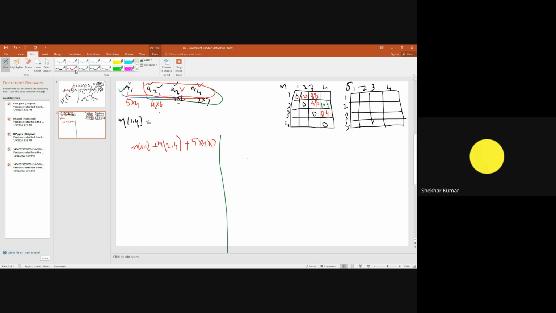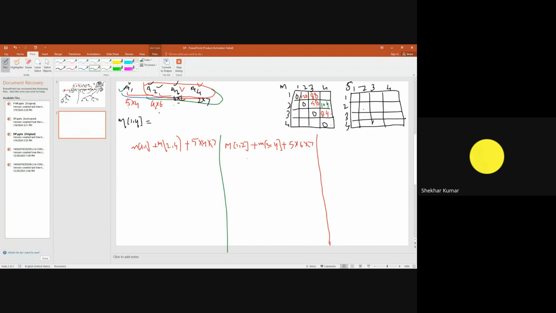Or in the second, I am multiplying at first the first two matrices, M of 1 and 2, then I am multiplying these two matrices, M of 3 and 4, and the overall cost of calculating all the four should be 5 into 6 into 7 in the second approach.